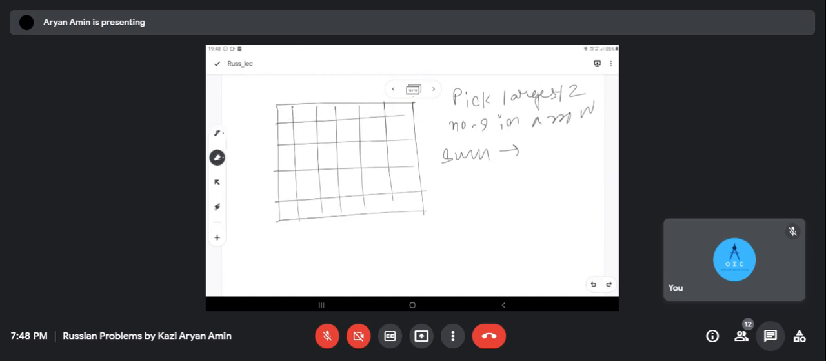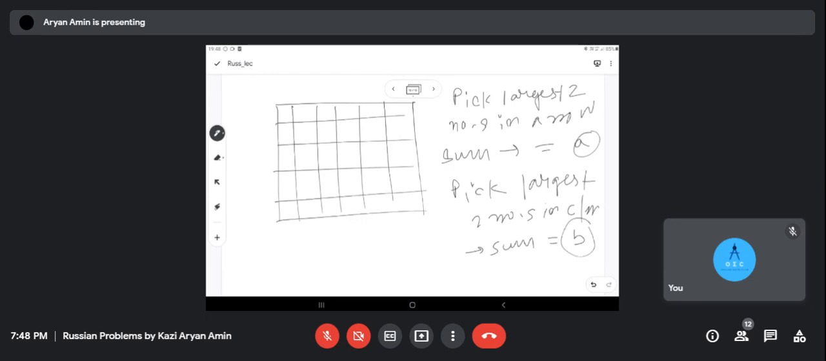It is observed that for all rows, this sum is the same and it's equal to A. And another thing you do is the same thing for columns. You pick the largest two numbers in columns and you sum them up. It is observed that for all columns, this value is the same, and this value is equal to B. So you are asked to prove that A equals B. Is the problem statement clear? Yeah.